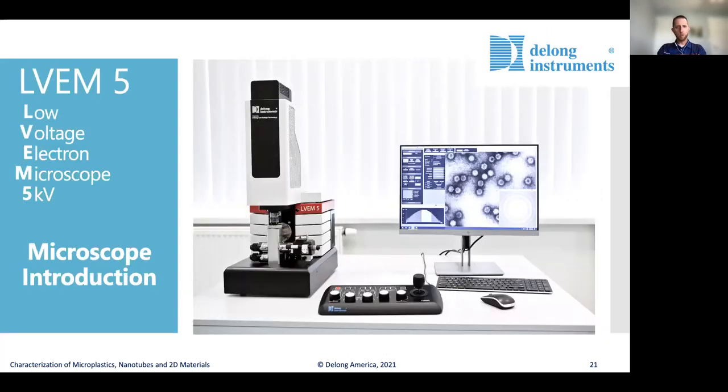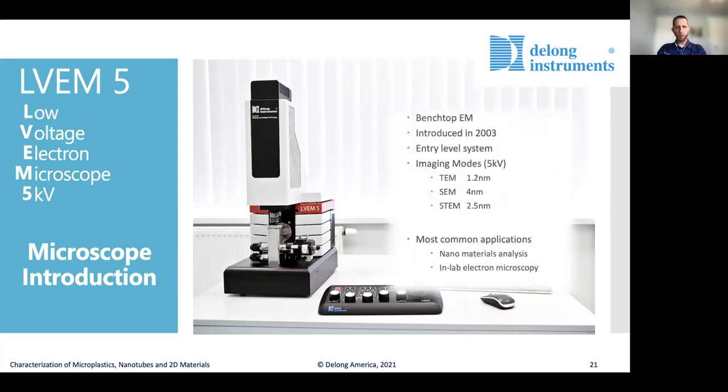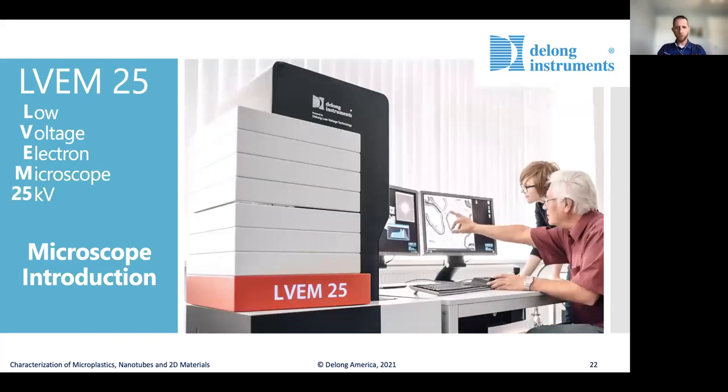So there are currently 2 LVEMs on the market, the LVEM5. It's a benchtop electron microscope introduced in 2003. You can think of it as an entry-level system. It has 3 imaging modes, TEM, SEM, and STEM, with resolution as small as 1.2 nanometers. It's very commonly used for nanomaterials analysis and in-lab electron microscopy. As you can see, it has a very low footprint. It can sit right on the benchtop with the equipment that supports it right underneath the table, and it is driven by a standard computer and an interface controller.